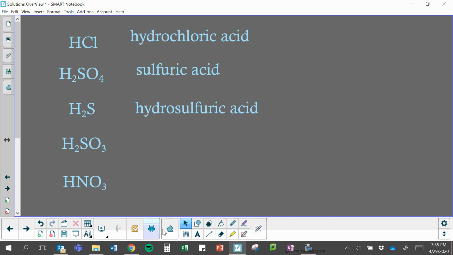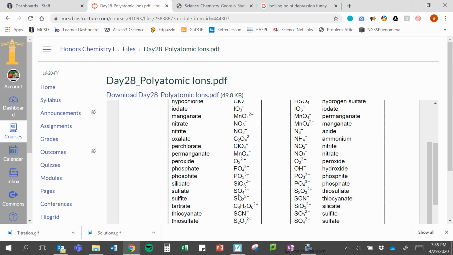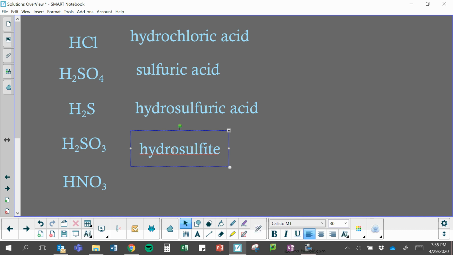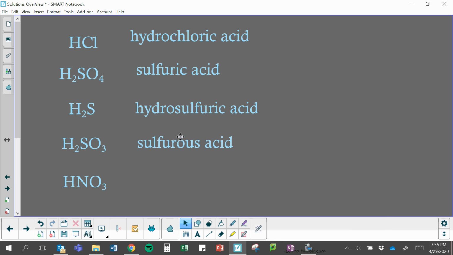Okay, this next one, H2SO3. So we have oxygen, we've got to look at our polyatomic ions. SO3 is sulfite. So we might think this would be hydrogen sulfite, but it's an acid. So we're going to take off that hydrogen. Ite becomes "-ous". And this one is sulfurous acid.